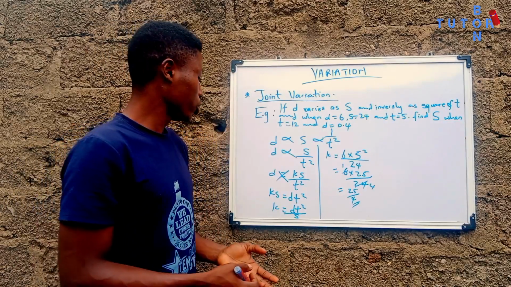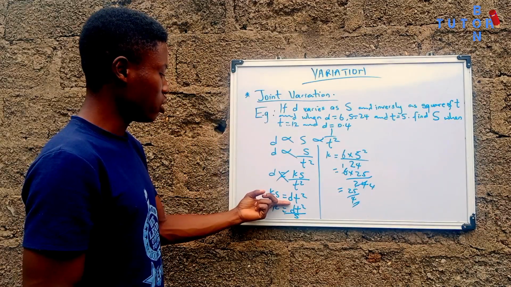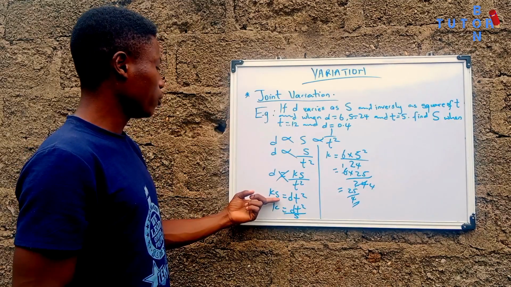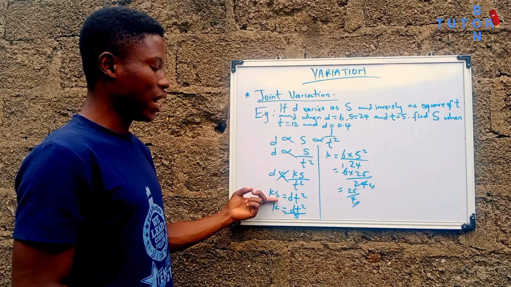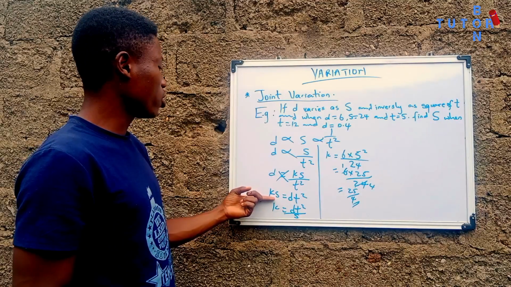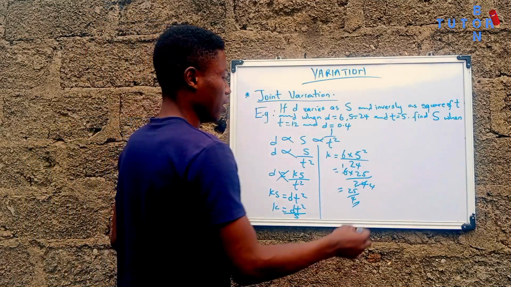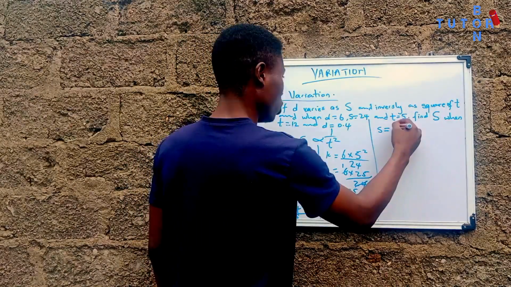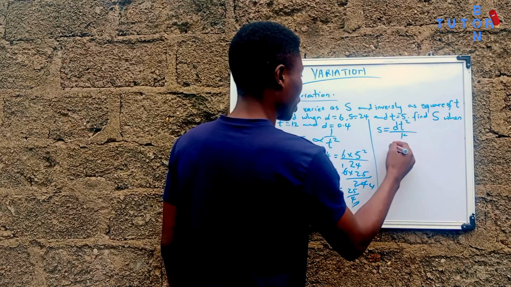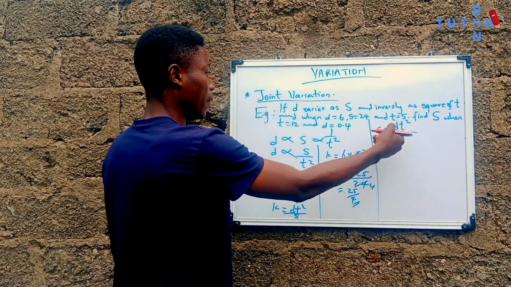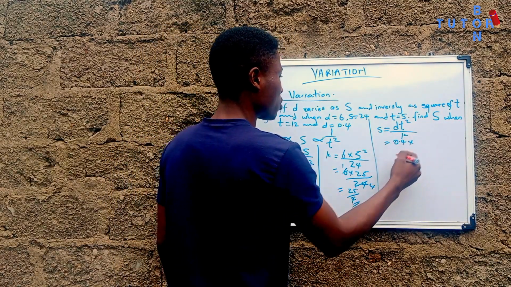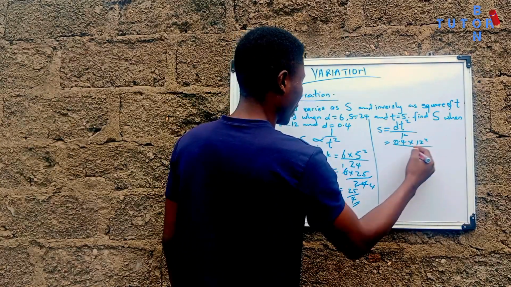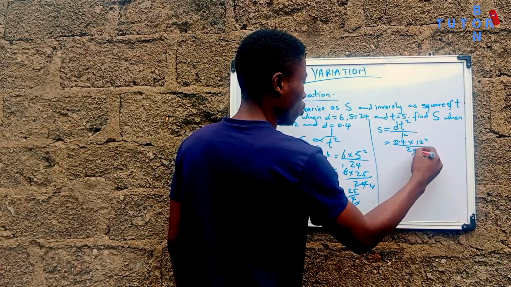To cut the long story short, we can just come here in this equation that says ks equals dt square. Instead of dividing both sides by s to eliminate s here, you can just eliminate k from here. And with that, you will have s equal to dt square over k. And that will leave us with our d to be 0.4 multiplied by our t, which is 12 square, and our k is 25 over 4.